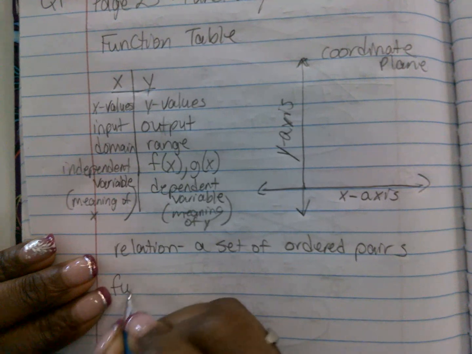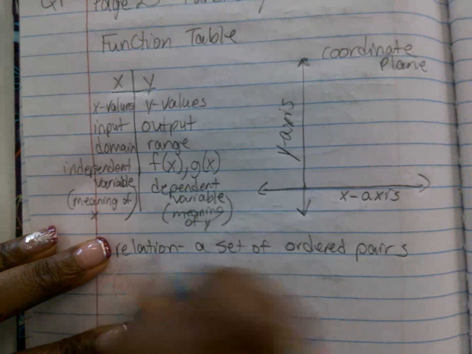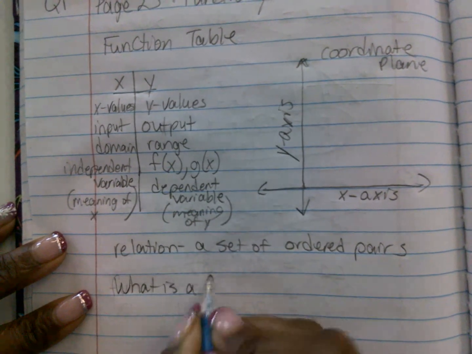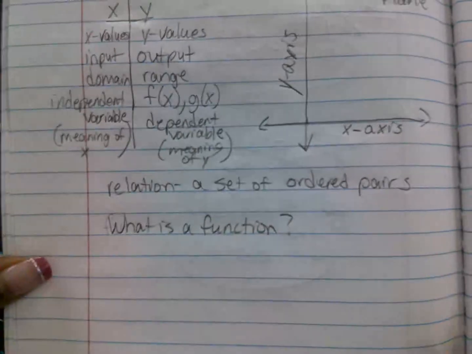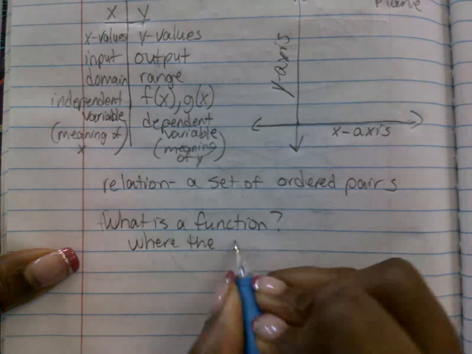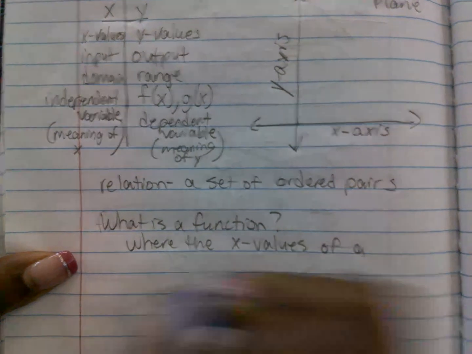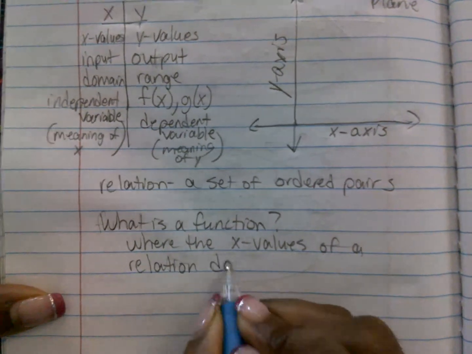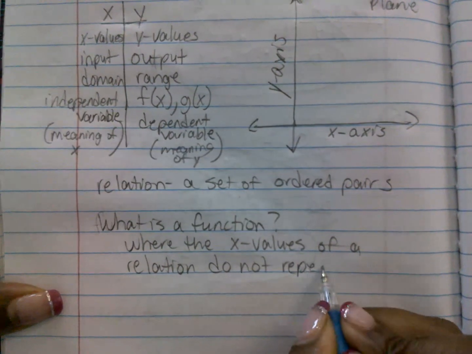Let's put what is a function, because that is one of your essential questions. A function is where your x values do not repeat. Where the x values of a relation, a set of ordered pairs, do not repeat. It doesn't say anything about y. It doesn't matter if y repeats.